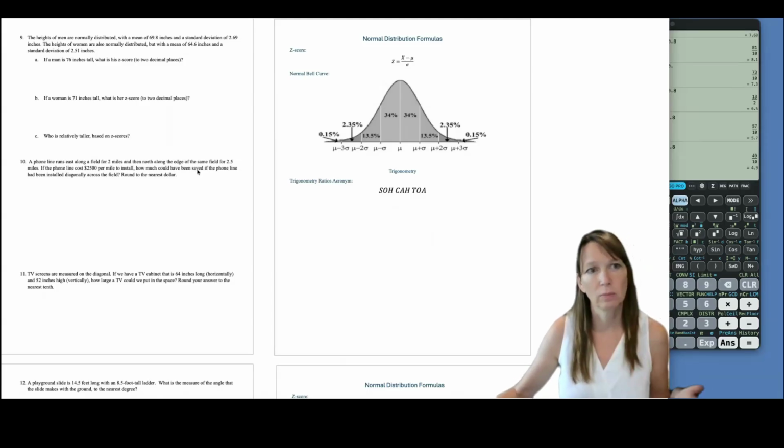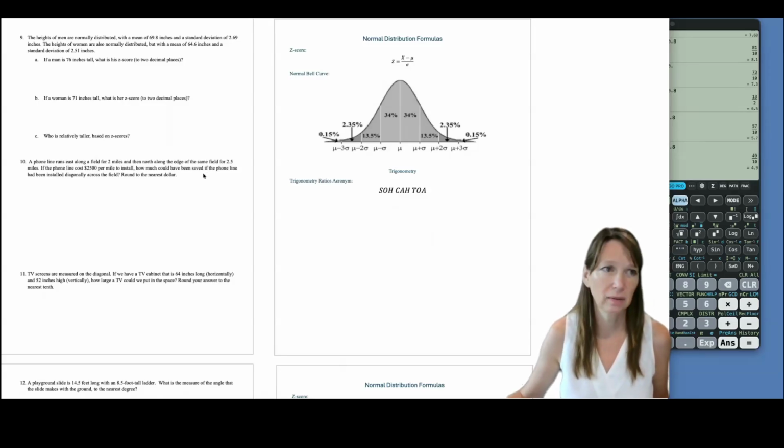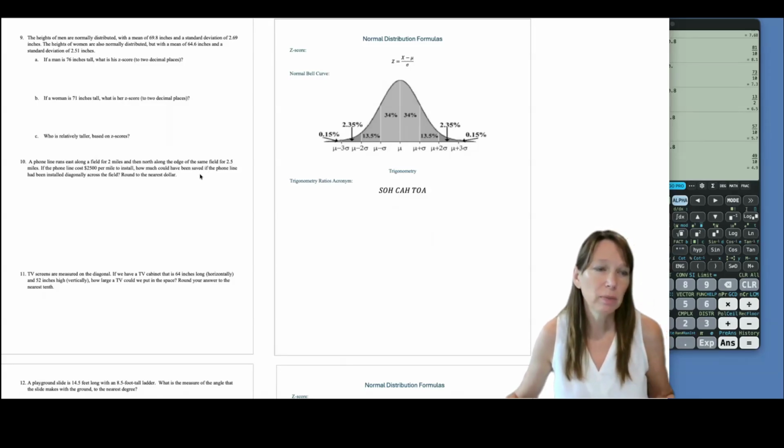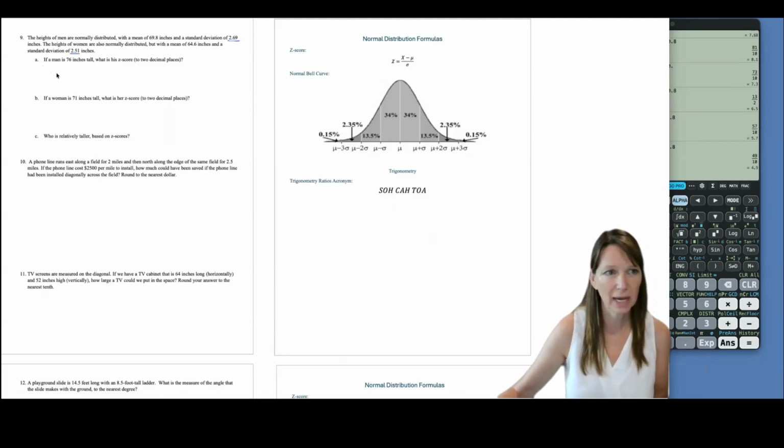The heights of men are normally distributed with a mean of 69.8 inches and a standard deviation of 2.69. And the heights of women are also normally distributed, but have a mean of 64.6 inches and a standard deviation of 2.5 inches. Okay, so you've got a man who's 76 inches tall, and you want to know what's his z-score. So again, just use your z-score formula.